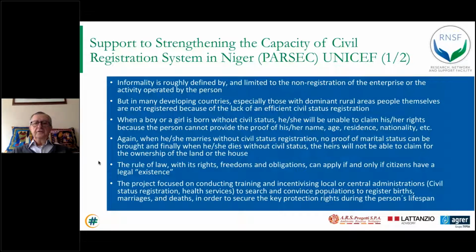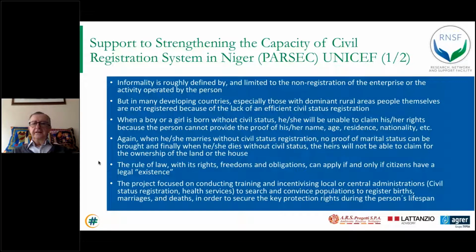When a boy or a girl is born without civil status, it means that he or she will be unable to claim his or her rights because the person cannot provide the proof of name, age, residence, nationality, etc. Again, when the person marries without civil status, there is no proof of marital status that can be brought, and finally, when he or she dies without civil status, their heirs will not be able to claim the ownership of the land or of the house. The rule of law, with its rights, freedoms, and obligations, can apply if and only if citizens have a legal existence.